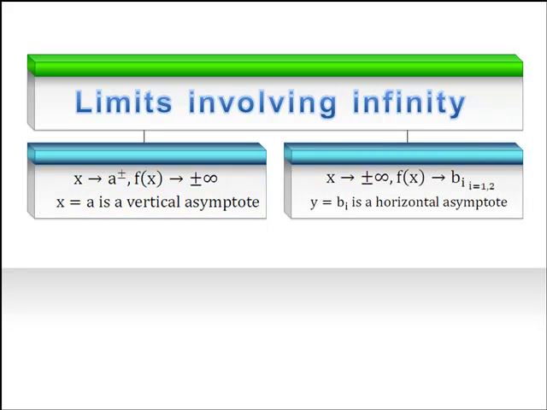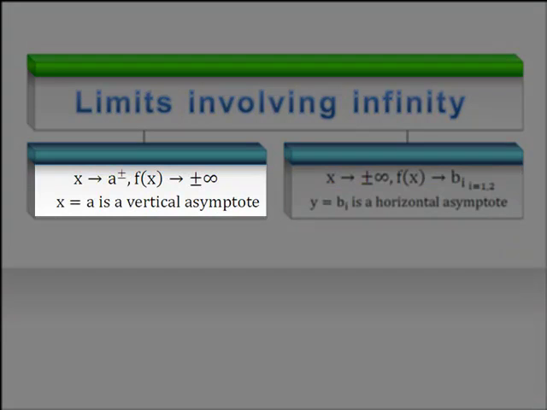Or, when x approaches plus or minus infinity, if your function is going to approach a certain value, b, then we say that the line y is equal to b is a horizontal asymptote. Let's start with the first part, when we are dealing with vertical asymptotes.